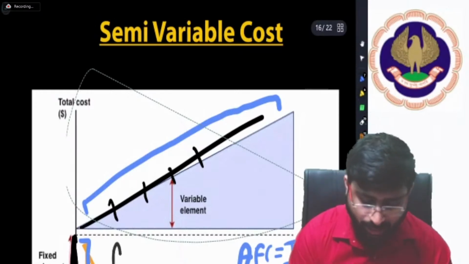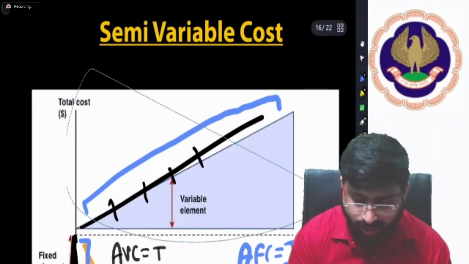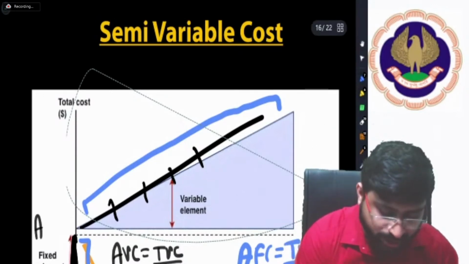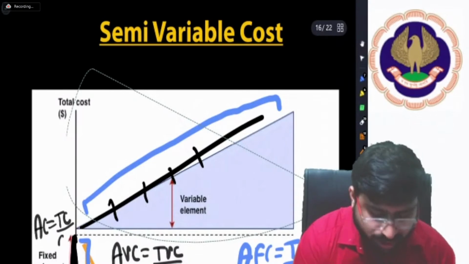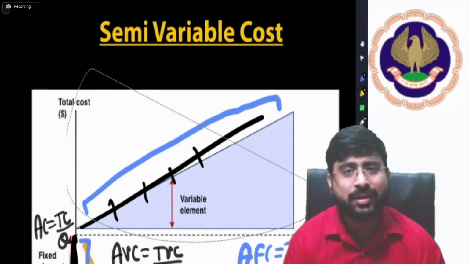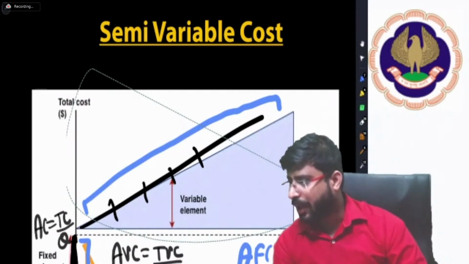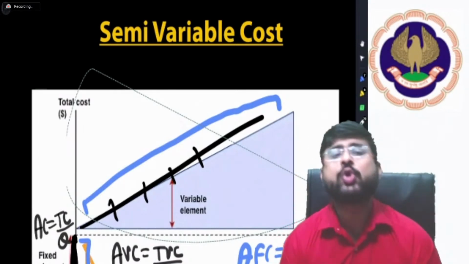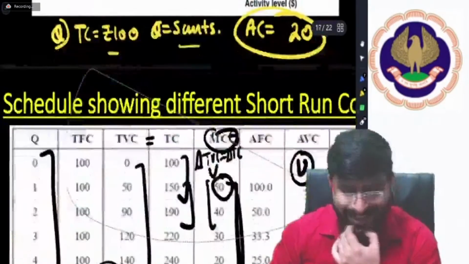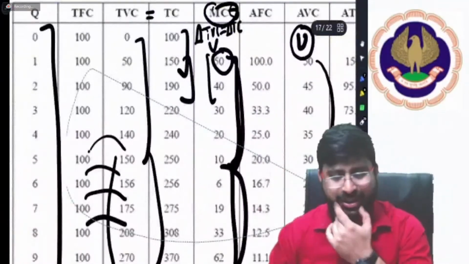Similarly, if you want average variable cost, it is total variable cost divided by quantity. Suppose you want average cost, it is total cost divided by quantity. So whenever you divide the data by quantity, you get average.